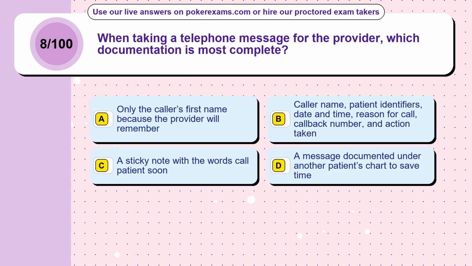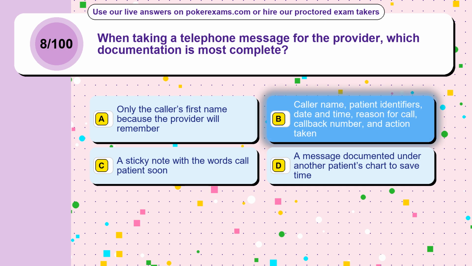Question 8. When taking a telephone message for the provider, which documentation is most complete? Option A, only the caller's first name because the provider will remember. Option B, caller name, patient identifiers, date and time, reason for call, callback number, and action taken. Option C, a sticky note with the words "call patient soon." Option D, a message documented under another patient's chart to save time.